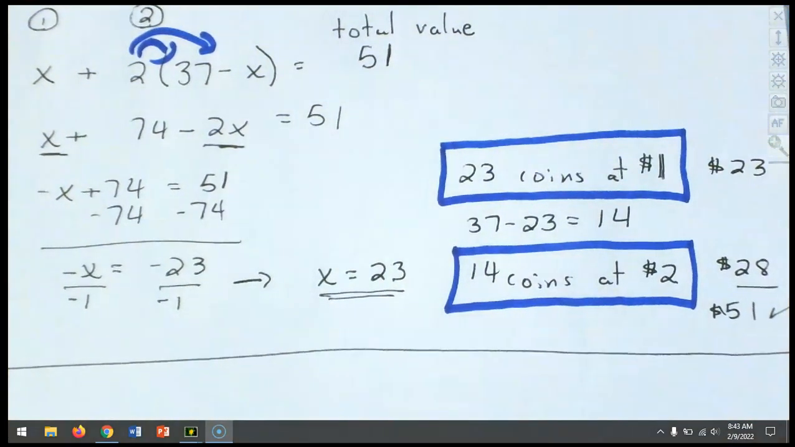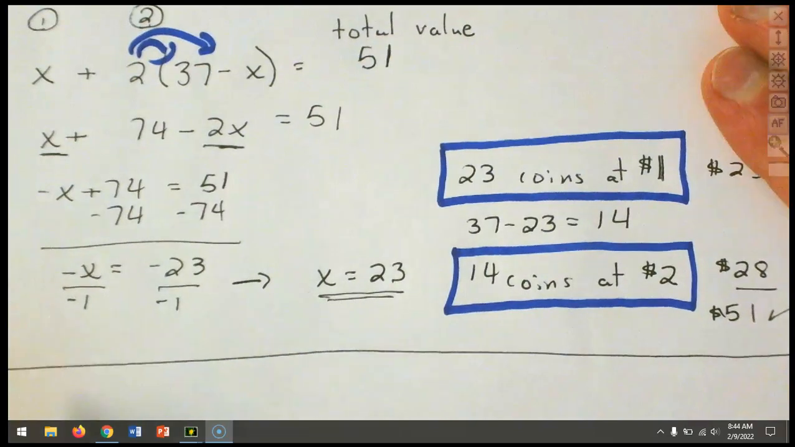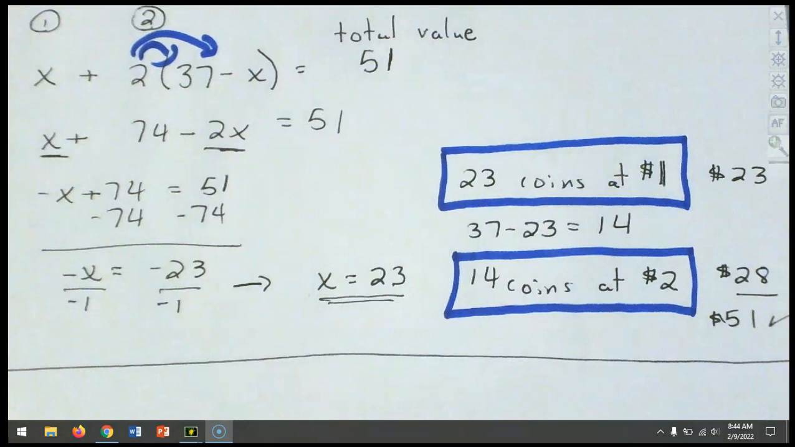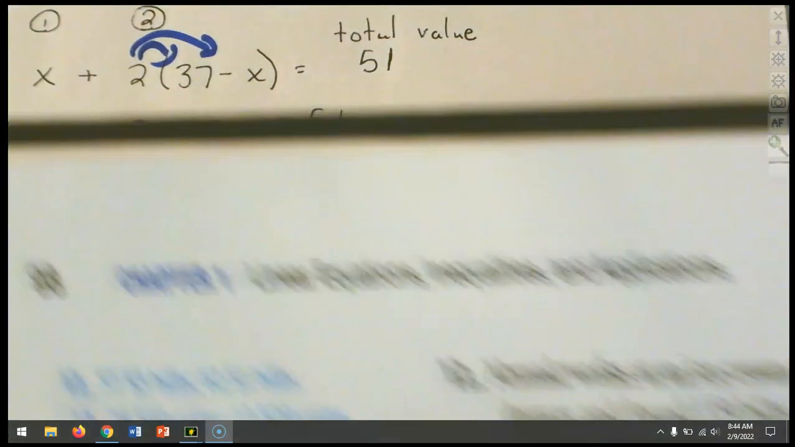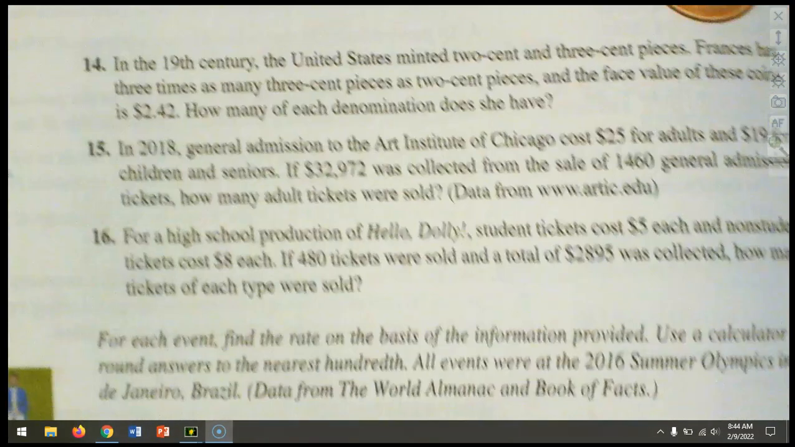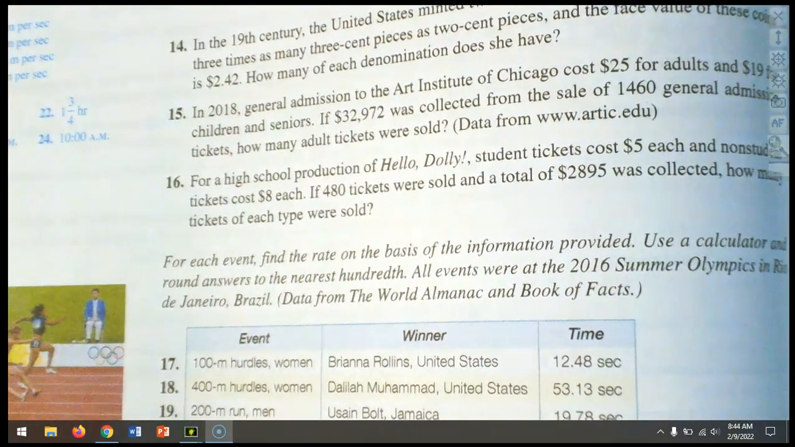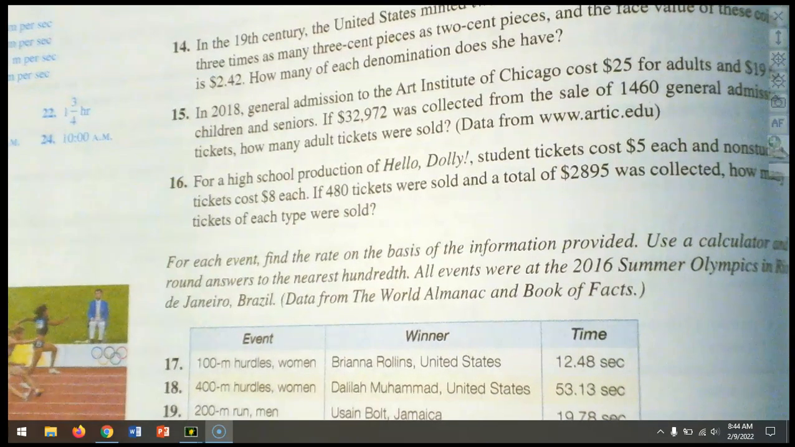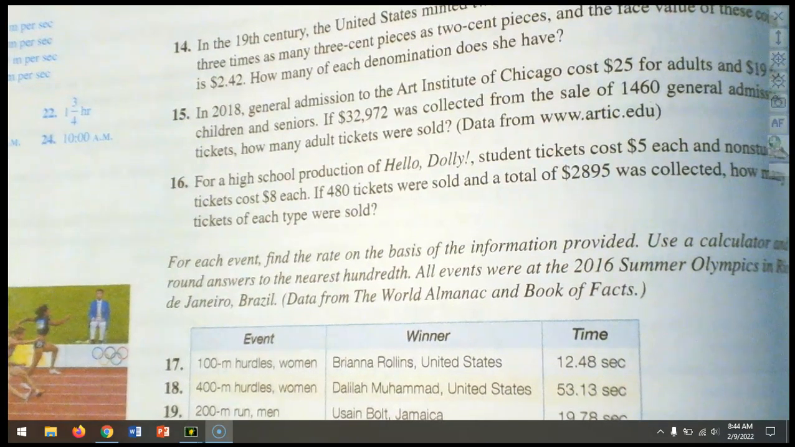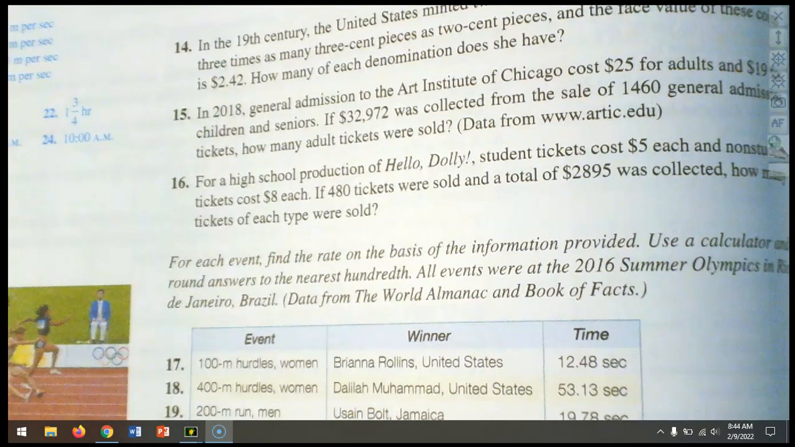Let's try a similar question. And let's look at question 16. And this one's very similar. The only difference is, instead of looking at coins, what are we looking at? We're looking at some tickets and the cost of these tickets. So question 16.